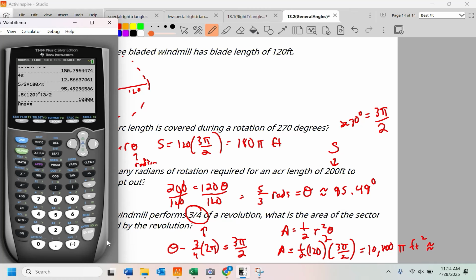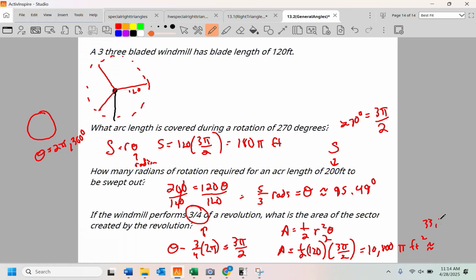Now, in the real world, you should probably be telling people what these things are. Maybe not in a math class, but in the real world. About 33,929.20 square feet.